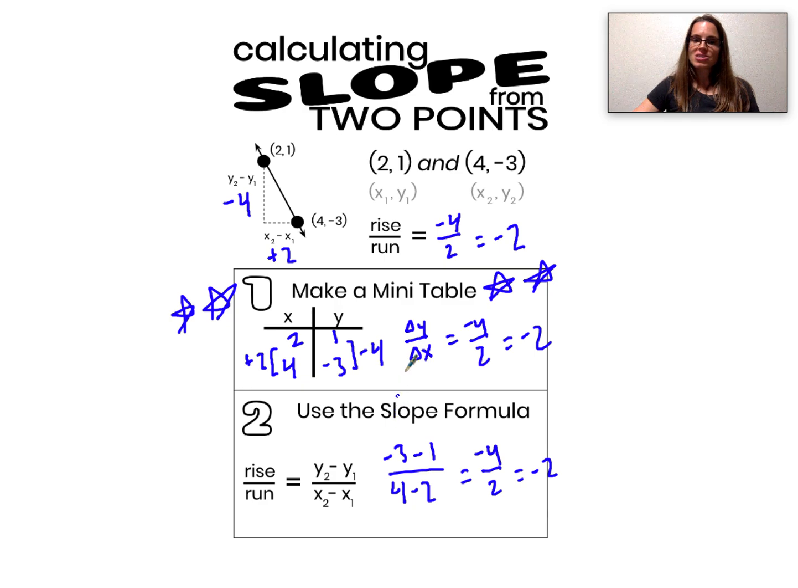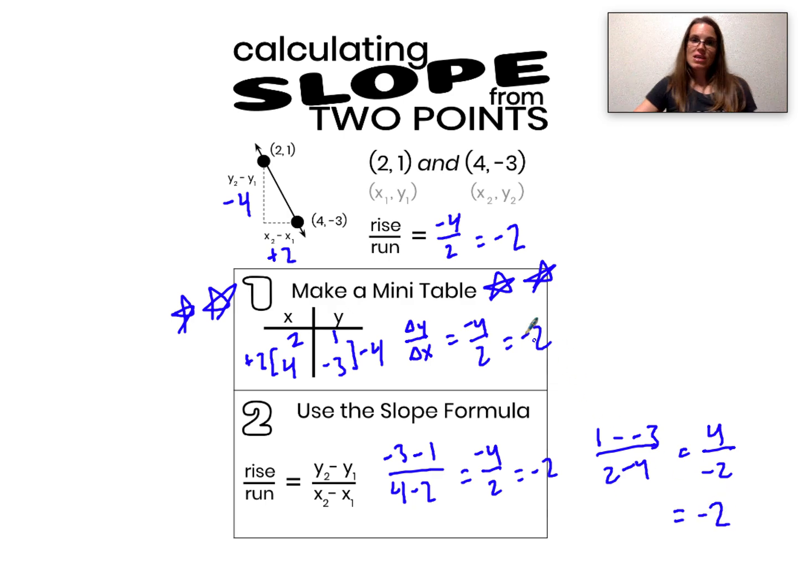If you are using the slope formula, please note it does not matter which pair you call x1, y1 and which one you call x2, y2. I could have instead said 1 minus -3 over 2 minus 4. That gives me 4 over -2, and my result is the same.